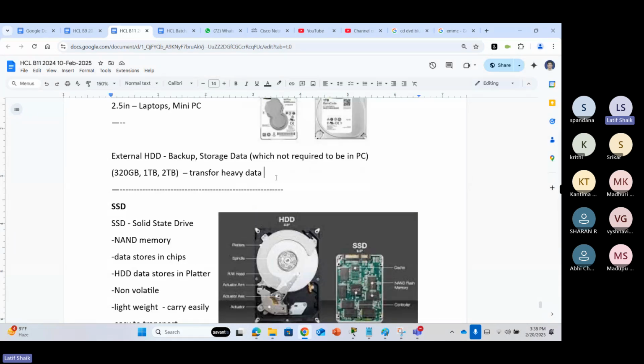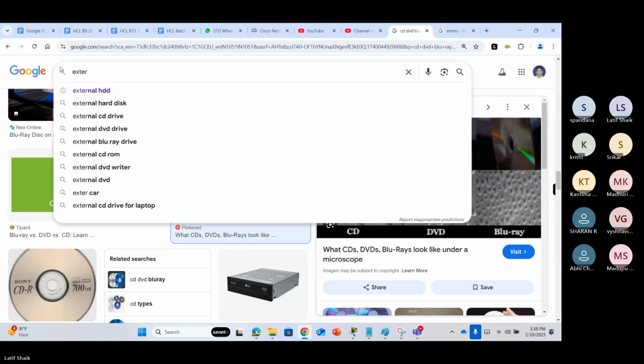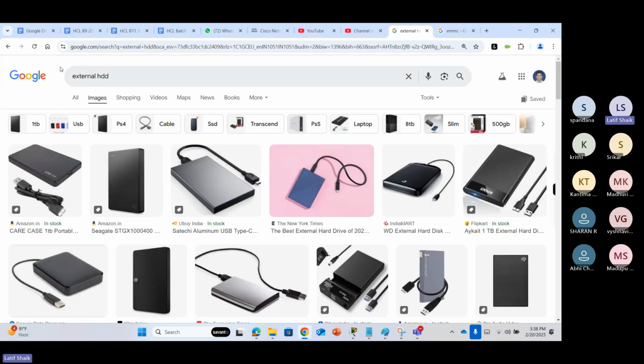Another one is the external hard disk. The internal hard disk stores your operating system, applications, and of course data also. What is the purpose of the external hard disk? The external hard disk is to store data outside of your system. Like if you want to take a backup and store it on a separate device, you can connect the external hard disk, take a backup and store it there. Simple. Or you want to transfer a huge amount of data, like 50 GB, 20 GB, like that. So we can use an external hard disk to transfer the data.